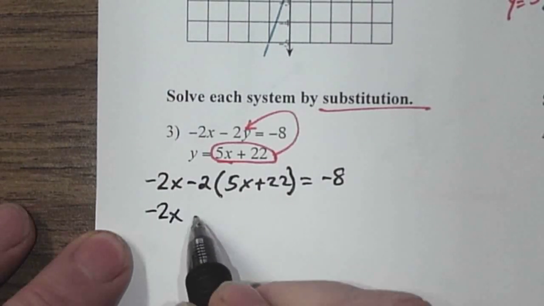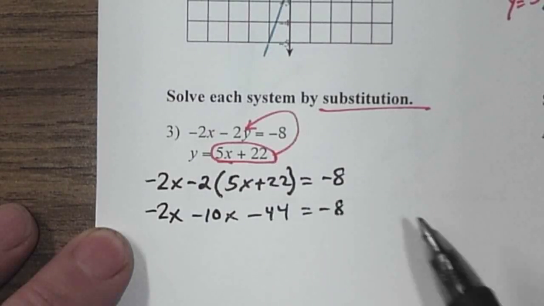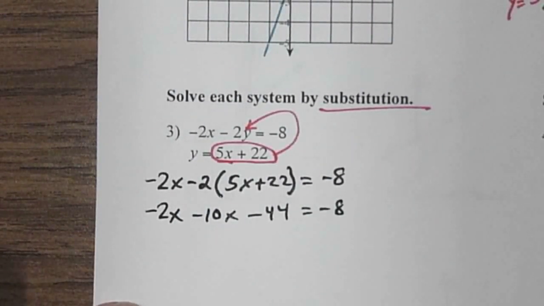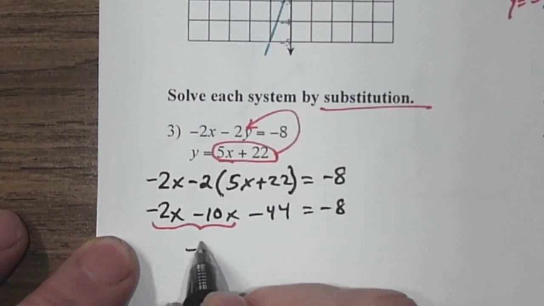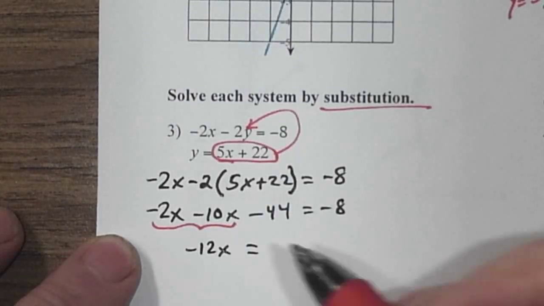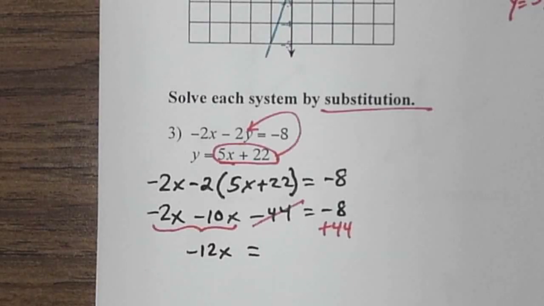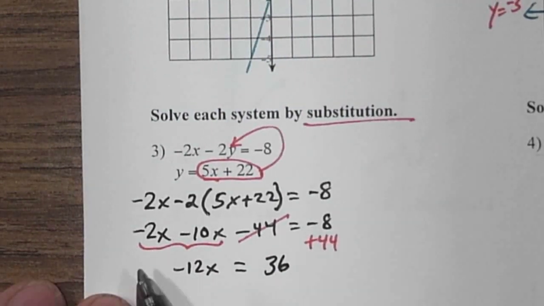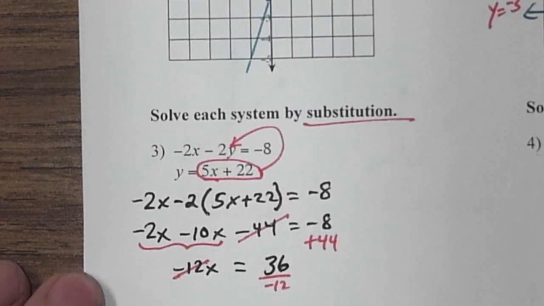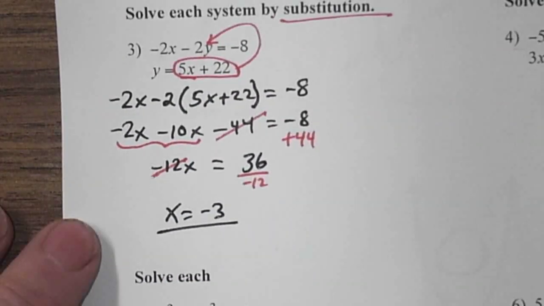I'm going to distribute -2x minus 10x minus 44 equals -8. I'm going to do a couple things here. First thing, I'm going to put these two together to get -12. The second thing is I'm going to add 44 over here. Now if I add 44, I get 36. Divide by -12, and x will be -3. So there's x. There it is.